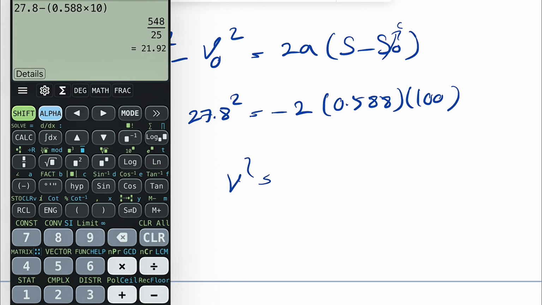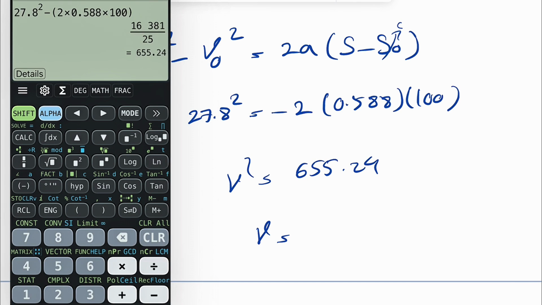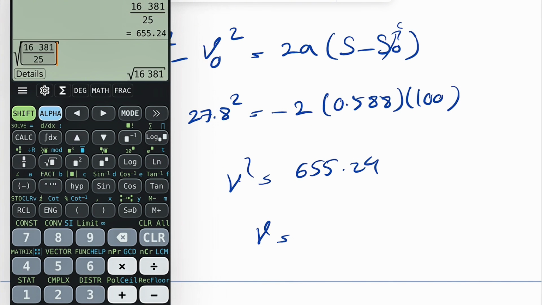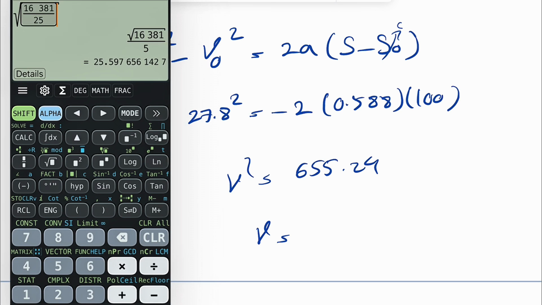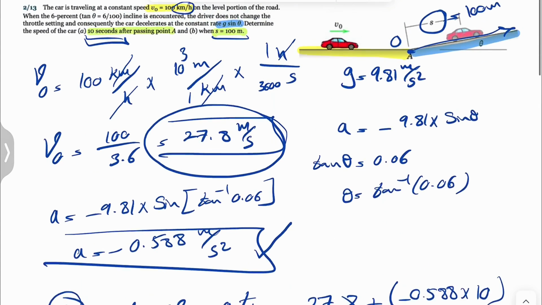So our v squared would be 27.8 squared minus 2 times 0.588 times 100. That's going to be 655.24, and our v would be the square root of this value. So the square root of that answer is going to give us 25.6 meters per second. And that's the final answer for this question.